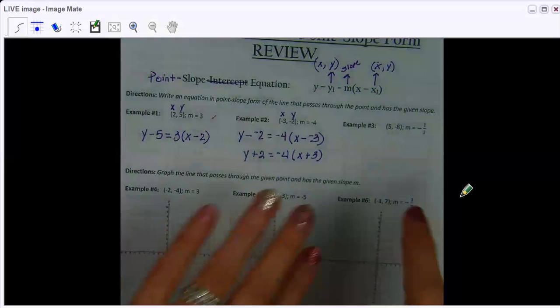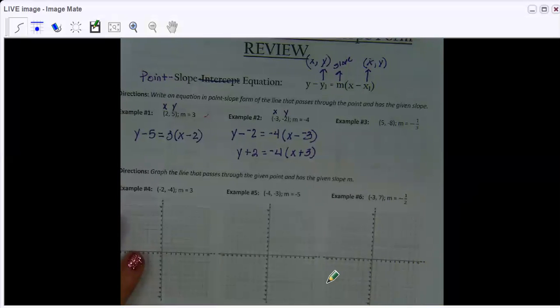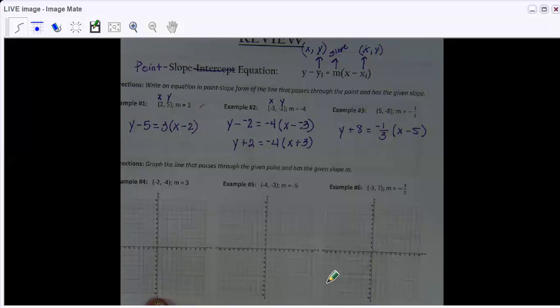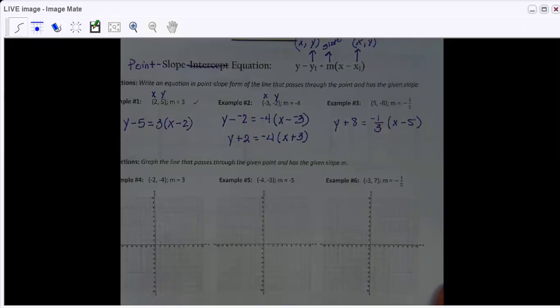Okay, I want you guys to do example 3 on your own. Okay, so when you're done, you can look up here to make sure you wrote it correctly. Did I say incorrectly? Oh, correctly. Sorry, I didn't mean that. Okay, any questions?